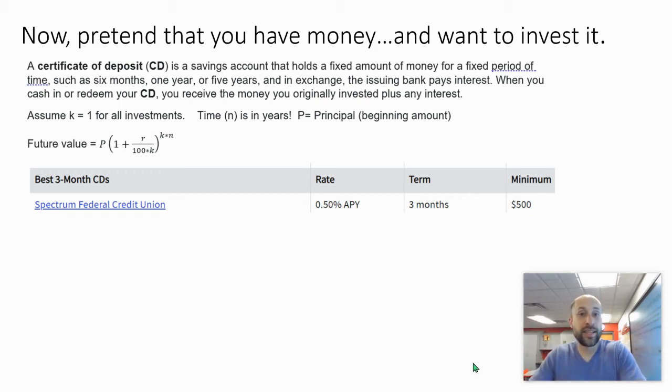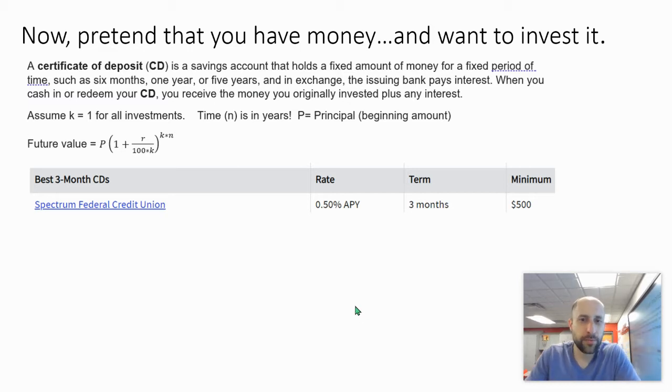Right, so let's get into maybe some more positive thoughts, and let's pretend like we have money and we want to invest it. So we're going to talk a little bit more about investing as we have money going forward. So we're going to look at some different options here. I'm going to start with what are called certificate of deposits.